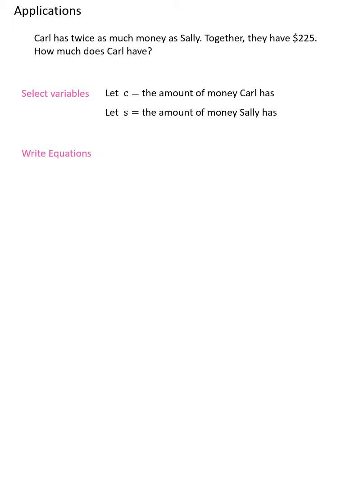After I've selected variables, I try to write equations based on the facts that are given to me in the problem. For example, in this problem, it says that Carl has twice as much money as Sally. I could write that as C equals 2 times S. Carl's money equals 2 times Sally's money, effectively. Another fact in the problem is that they have $225 altogether. That means that their money has to add up to 225, so C plus S equals 225.